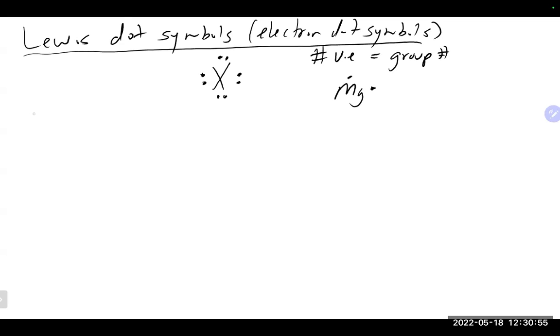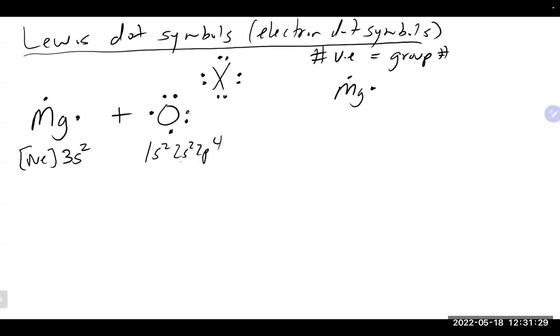If we look at, we'll take magnesium, why not? We'll take magnesium and we'll put it with oxygen, which is group 6. So it has 6 valence electrons. Again, the configuration for magnesium would be neon 3s2. 3s2 is the valence electrons. Those are the 2 dots that we see there. For oxygen, it is 1s2, 2s2, 2p4. It is the 6 electrons here that are the valence electrons that we see.